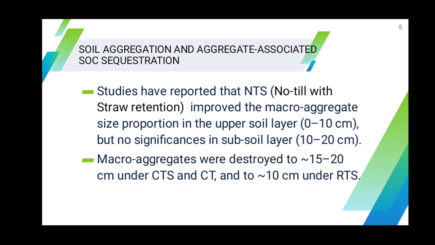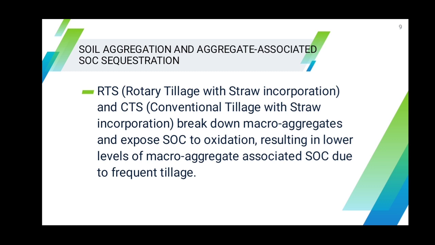Second, macroaggregates were destroyed to 15 to 20 cm under CTS, or conventional tillage with straw incorporation, and CT, or conventional tillage, and to 10 cm under RTS, or rotary tillage with straw incorporation. RTS and CTS break down macroaggregates and expose SOC to oxidation, resulting in lower levels of macroaggregate-associated SOC due to frequent tillage.